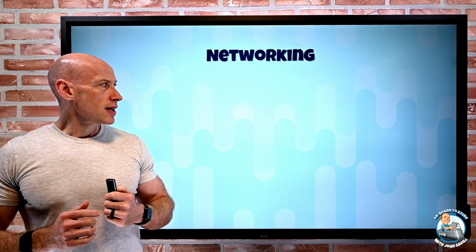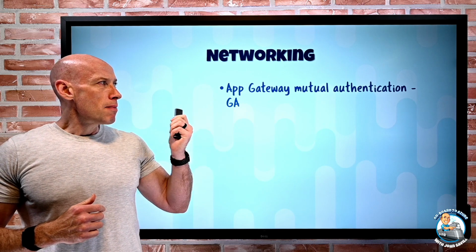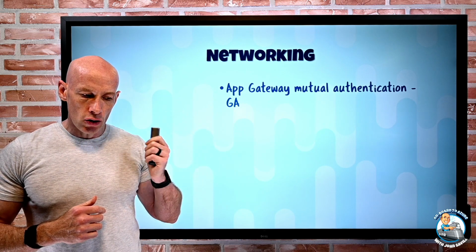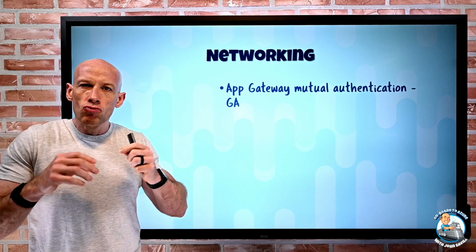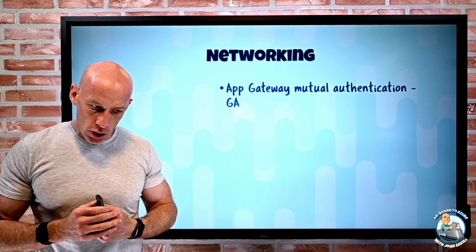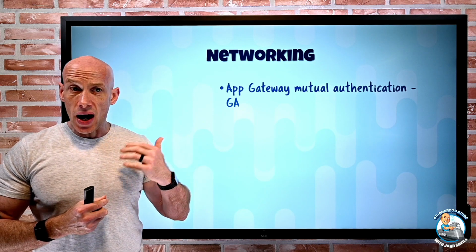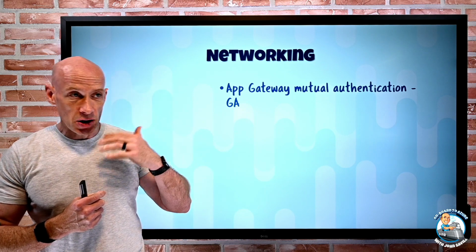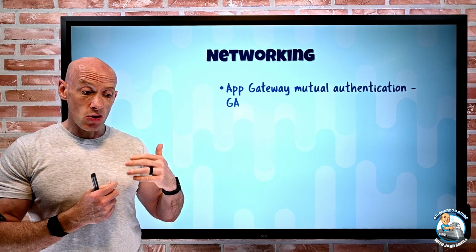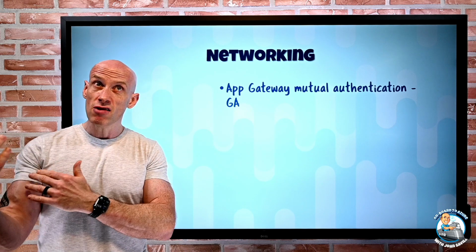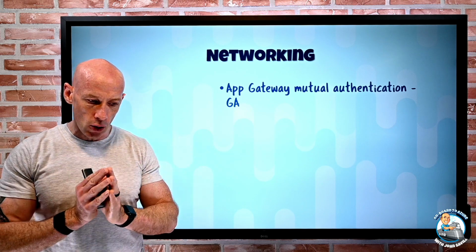On the networking side, App Gateway Mutual Authentication has gone GA. So we think about App Gateway as that layer 7 regional balancing solution. It's layer 7, so it understands things like HTTP, HTTPS, WebSockets. And because it's layer 7, I can do SSL offload, URL rewrite, header rewrite, and much more.